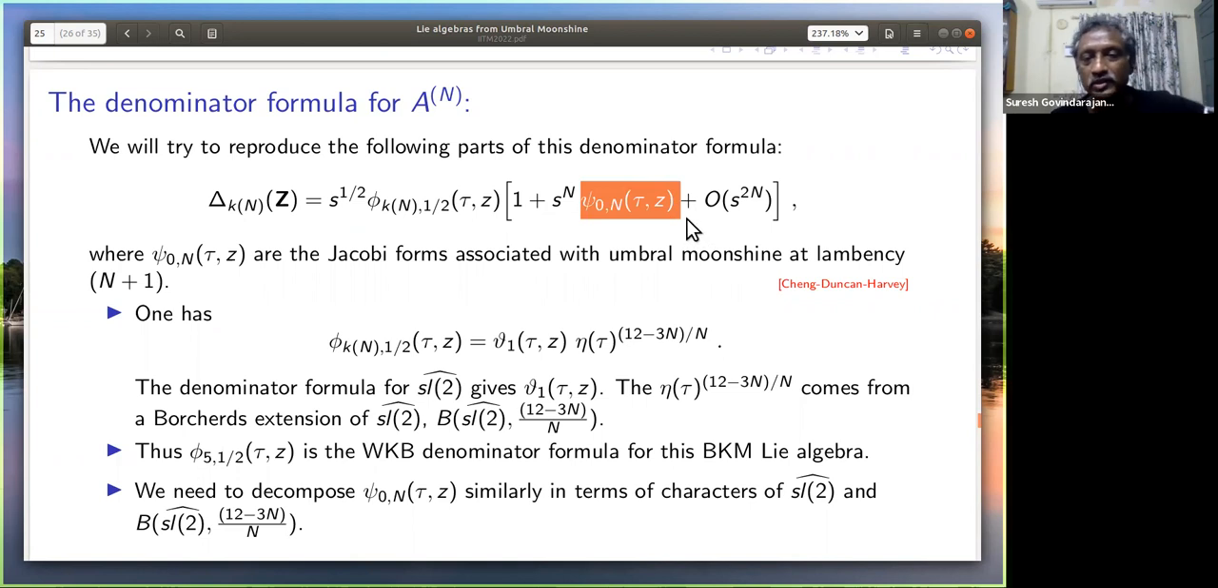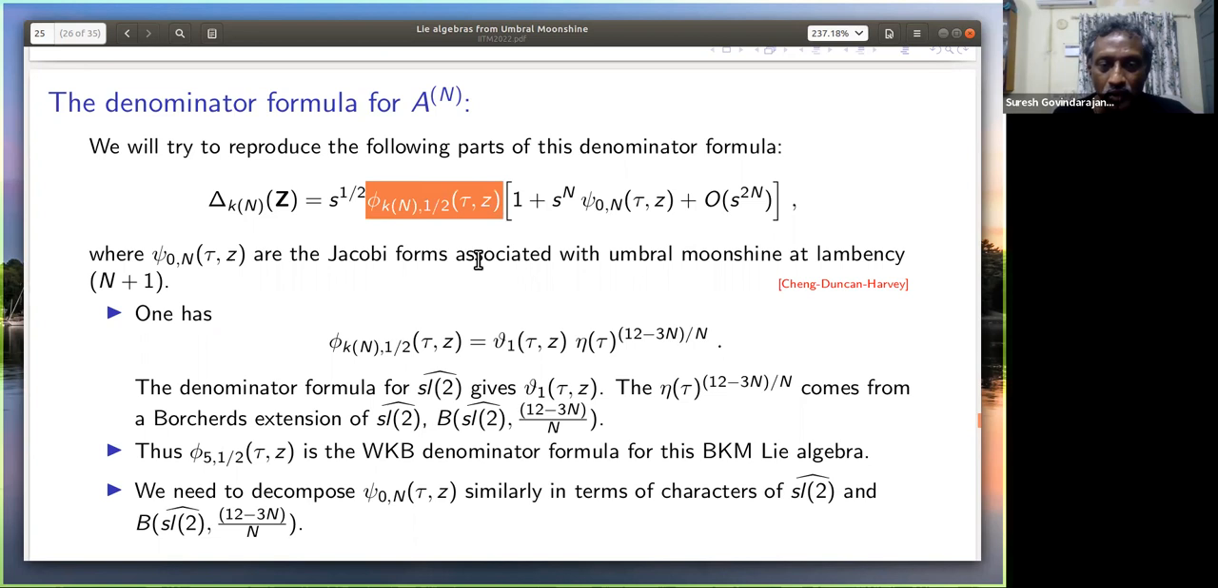Remember, I told you that there were Jacobi forms which arose in the context of moonshine, or in the context of umbral moonshine, and that's exactly this. So this is the Jacobi form. What is this guy? This guy is actually theta 1 with some power of eta. Okay, so now we have seen this.